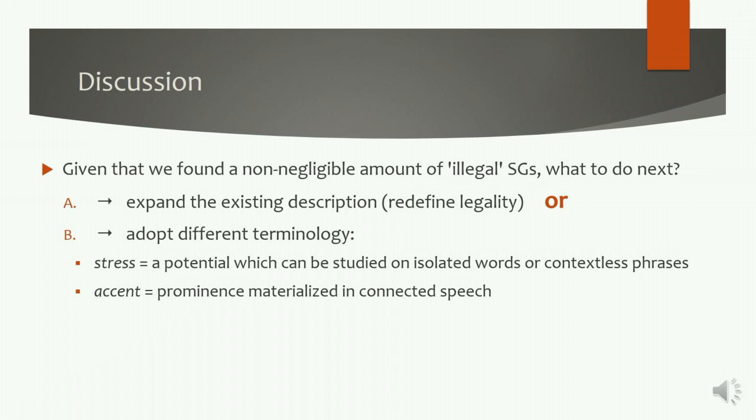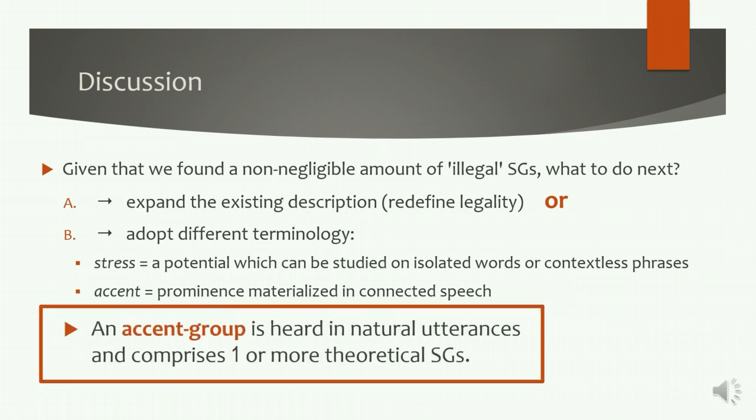We can take stress only as a potential, which can be studied on isolated words or contextless phrases. And we can use the word accent for prominence materialized in connected speech. That would then introduce the term accent group into the description of Czech prosody, and an accent group would be heard in natural utterances and can comprise one or more theoretical stress groups.